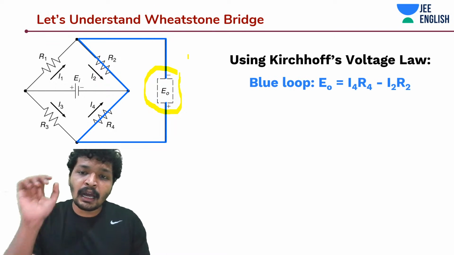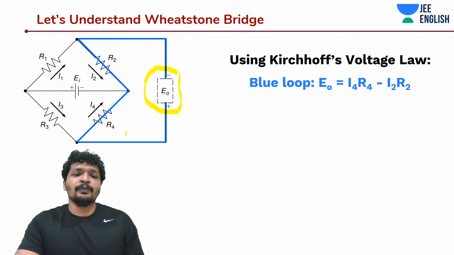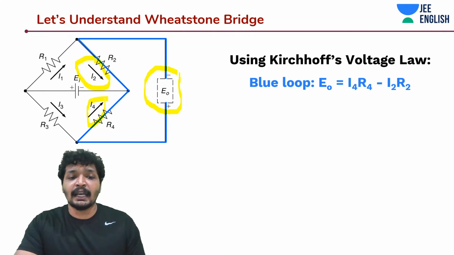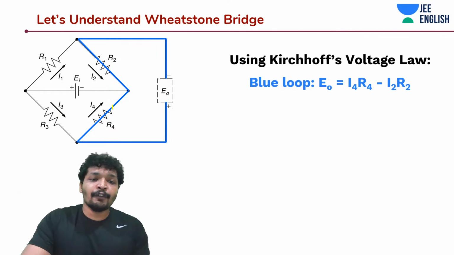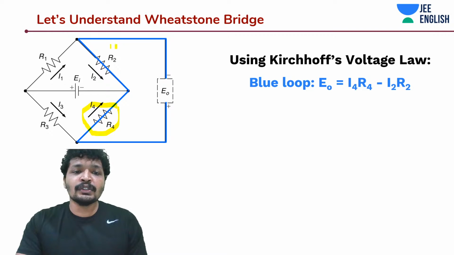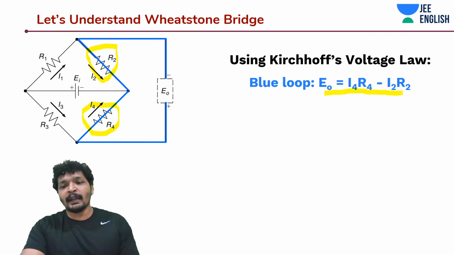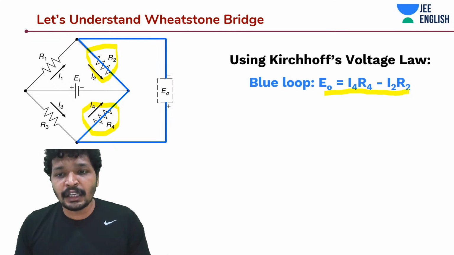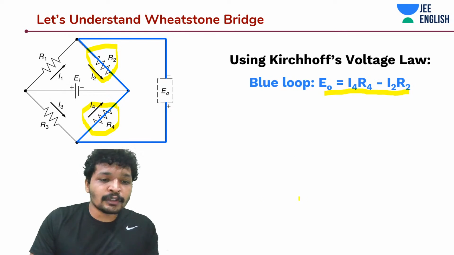That being said, now let's call this the blue loop. How would this loop look? Since I2 and I4 are in the opposite direction, there would be a sign change. So it would be E0 minus I4 R4 plus I2 R2 is equal to 0. That would give me E0 is equal to I4 R4 minus I2 R2. When it moves to the RHS from the LHS, it would give me E0 is equal to I4 R4 and I2 R2.